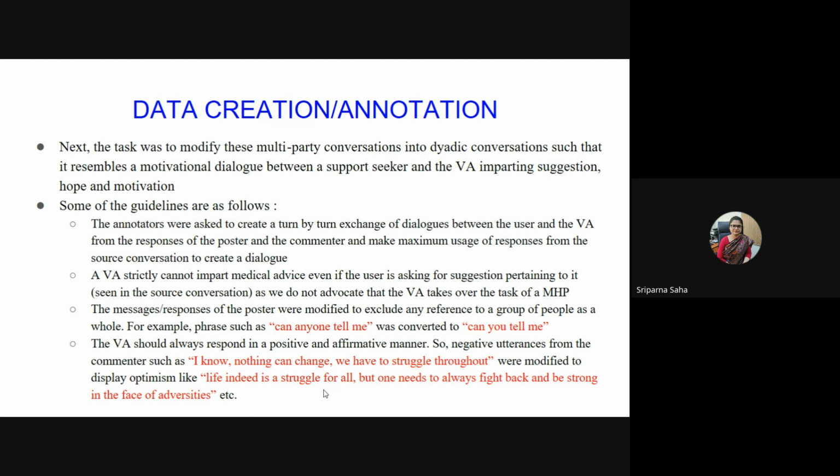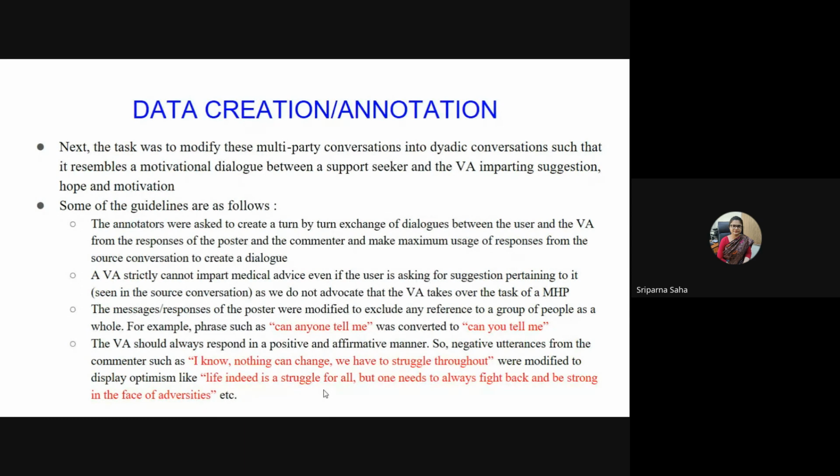The messages or responses of the poster were modified to exclude any reference to a group of people as a whole. For example, phrases such as "Can anyone tell me?" were converted to "Can you tell me?" This way, the responses of the poster were modified to exclude any reference to a group of people as a whole.